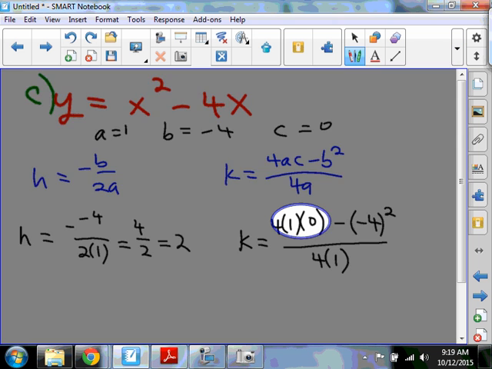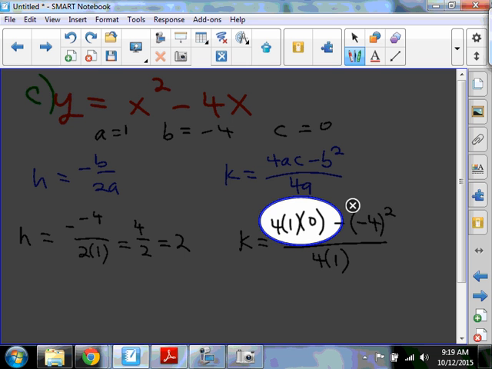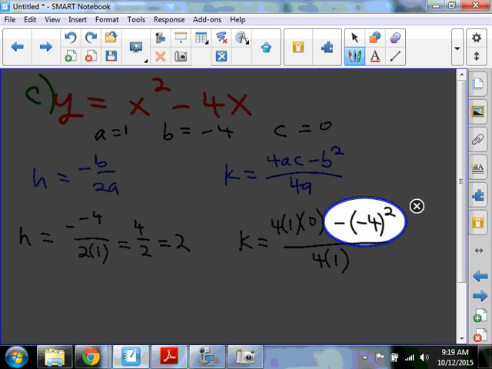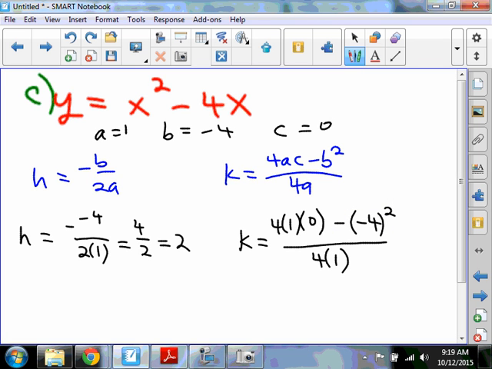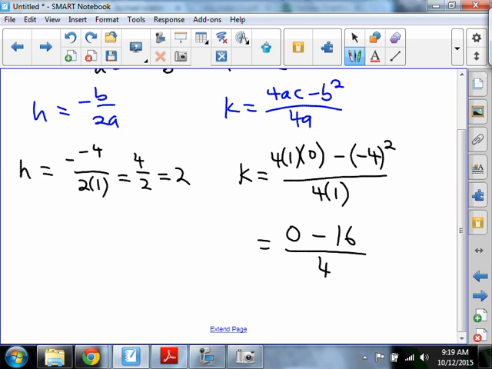What's this whole quantity right there going to equal? 0. Good, I'm glad we know that. What about over here? I'm hearing 16. It's not 16. It's -16. When you square -4, that is 16. But that negative sign out front says take the opposite of that. So it's going to be 0 minus 16 on the top, and then in the bottom we get 4. So we get -16 over 4, which is -4. So when it's all said and done, our vertex on this one is (2, -4).